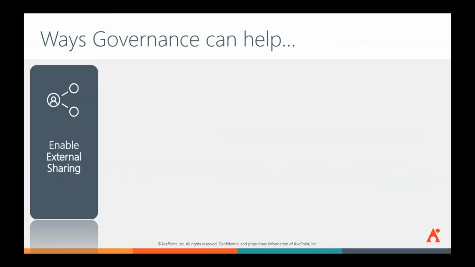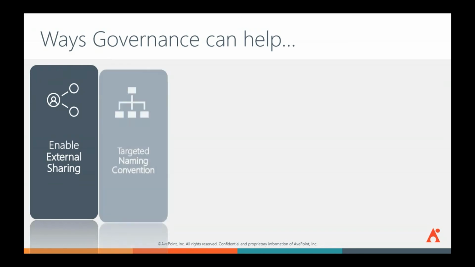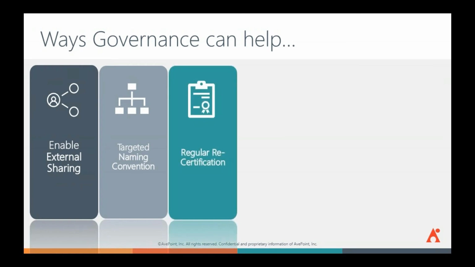So how can governance help with this? I've already mentioned external sharing. I think this is very important to make sure it's understood when it's turned on and what kind of impact that has. We can also talk about targeted naming conventions, where these can be focused on specific departments. So you could have an engineering one which has a different way of doing things as opposed to a sales or a logistics one. And we can cater for all of those.